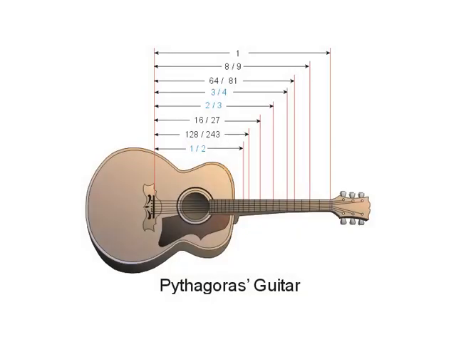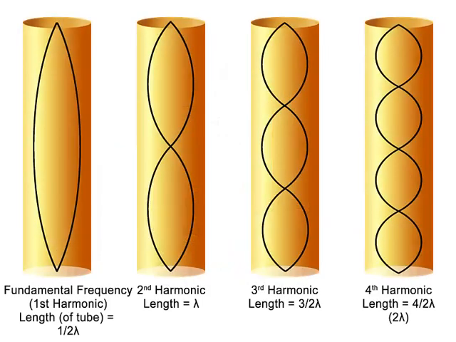Standing waves are set up in stringed musical instruments. Standing waves are also found in the air of wind and brass instruments, or in a soda bottle when you blow over the top.